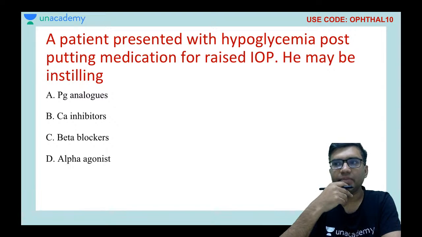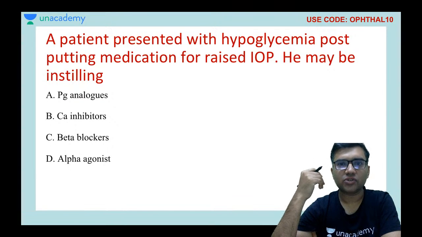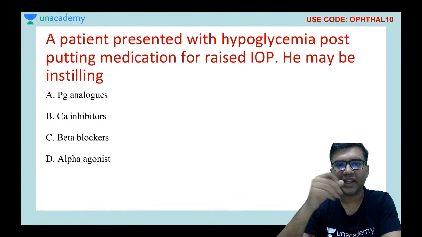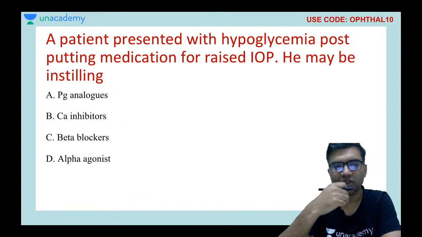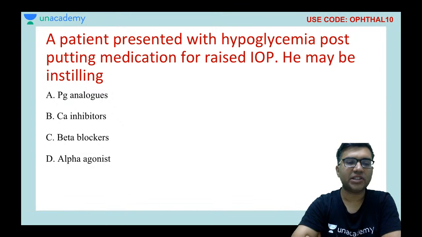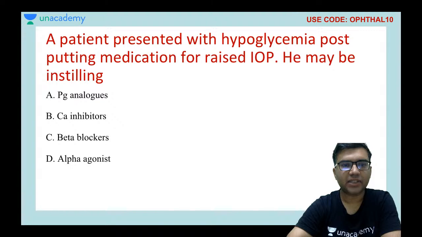So a patient presented with hypoglycemia after putting a medication for raised intraocular pressure. What is the drug which can be responsible for this? Your options are PG analogs, carbonic anhydrase inhibitors, beta blockers, or alpha agonists. Try to answer.